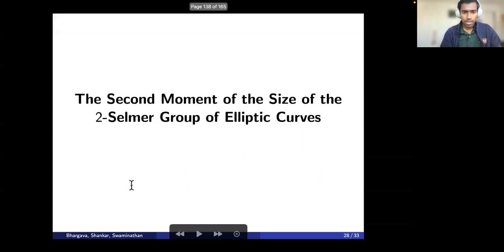Okay. So as a consequence of that, we're able to study higher moments. So now I want to talk about the second moment of the size of the two Selmer group of elliptic curves.